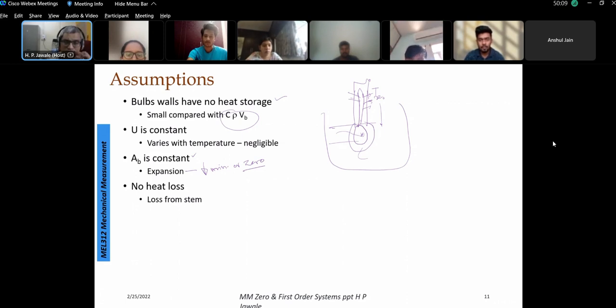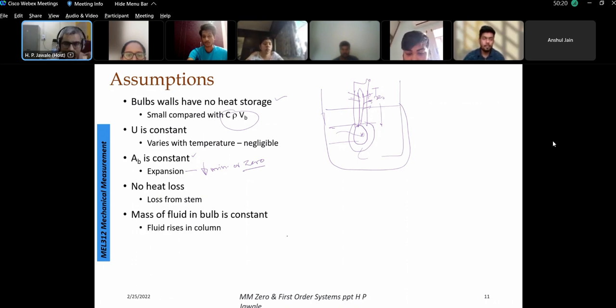So it is actually lost from the stem, the portion that is inside and outside the depth of insertion. Right. The mass of the fluid in the bulb is going to remain constant. So the fluid rise in the column is even. The column is a capillary having a constant diameter throughout. There are multiple assumptions. Now why we are discussing it here is we must know the consequences of the possible source of error in the measurement.